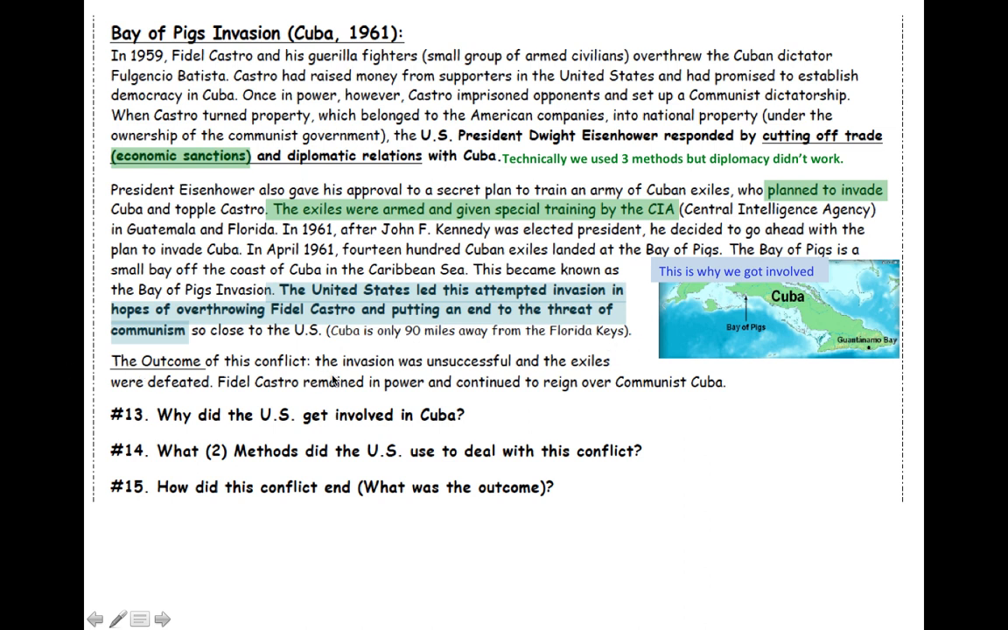The outcome of this conflict. The invasion was unsuccessful, and the exiles were defeated. Fidel Castro remained in power and continued to reign over communist Cuba. So we did not win this. All of the exiled men that were trained by our CIA were all caught, and it was completely unsuccessful. It was very embarrassing for Kennedy, our president at the time. Fidel Castro remained in power, and he continued to run the country as a communist nation.